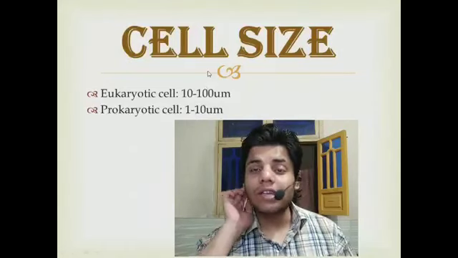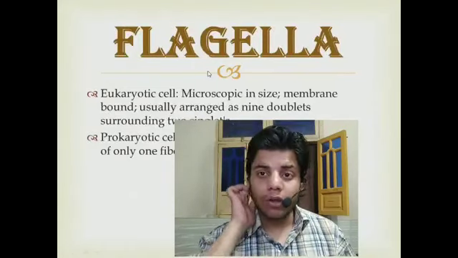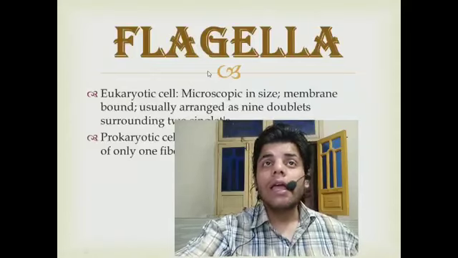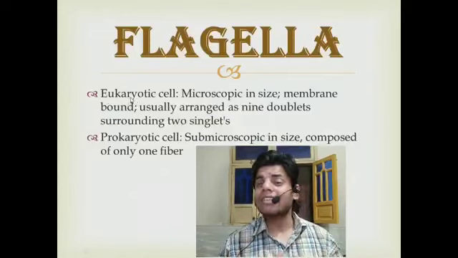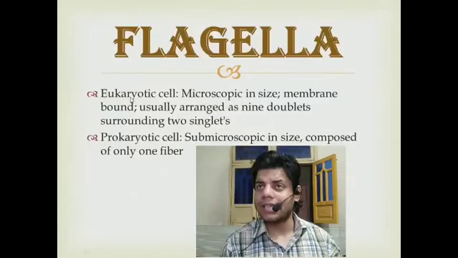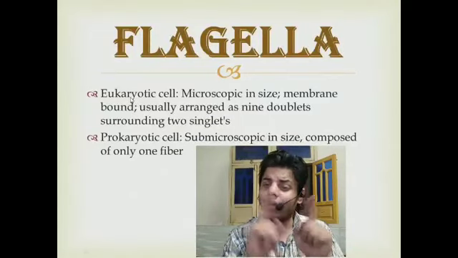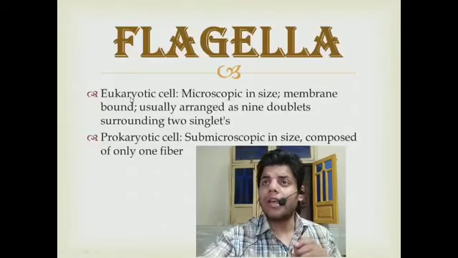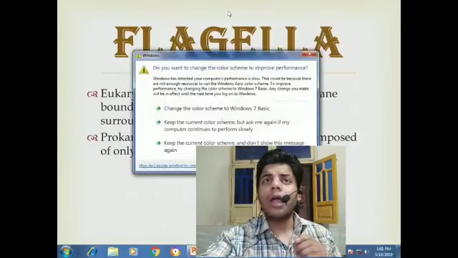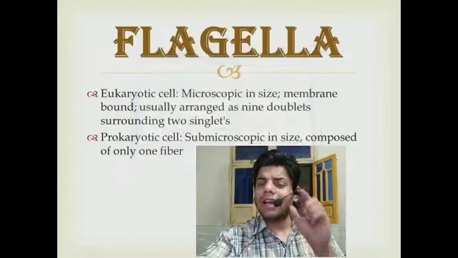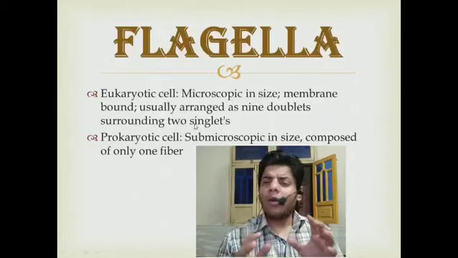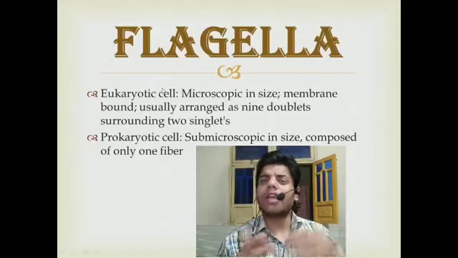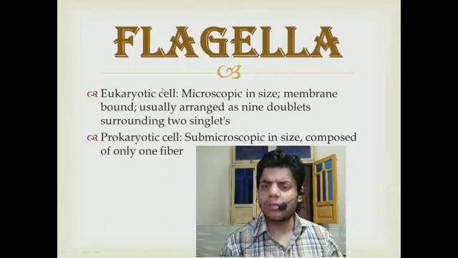Now let's talk about the flagella, the difference between the flagella of the prokaryotic and eukaryotic cell. In the eukaryotic cell, they have very complicated flagella, and such flagella are microscopic in size, and the flagella also have a membrane. Moreover, this flagellum contains 9 doublets surrounding 2 singlets. I already explained the flagella in much more detail, and their structure, in another video lecture. If you missed it, it is present on my channel, and you can watch it.